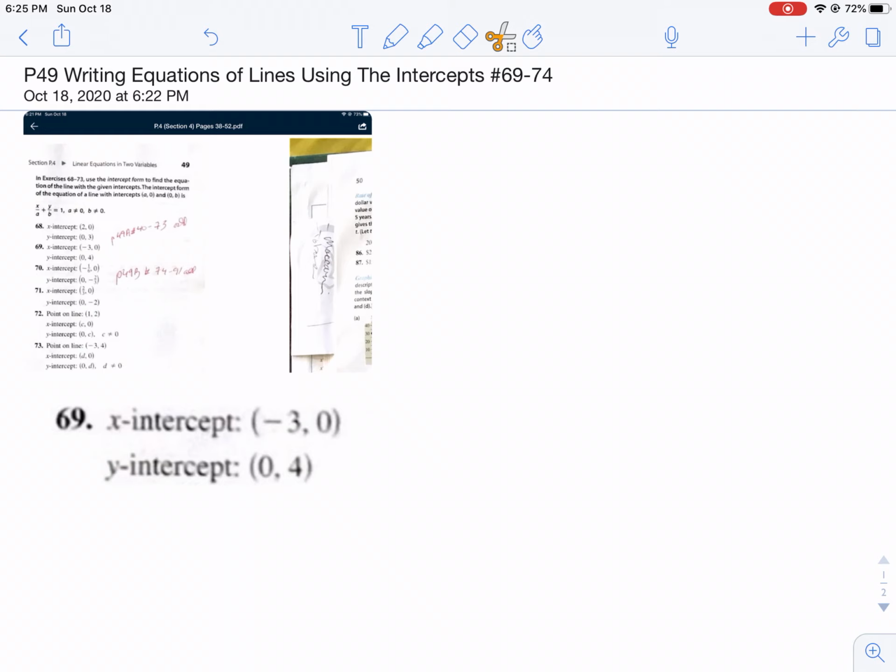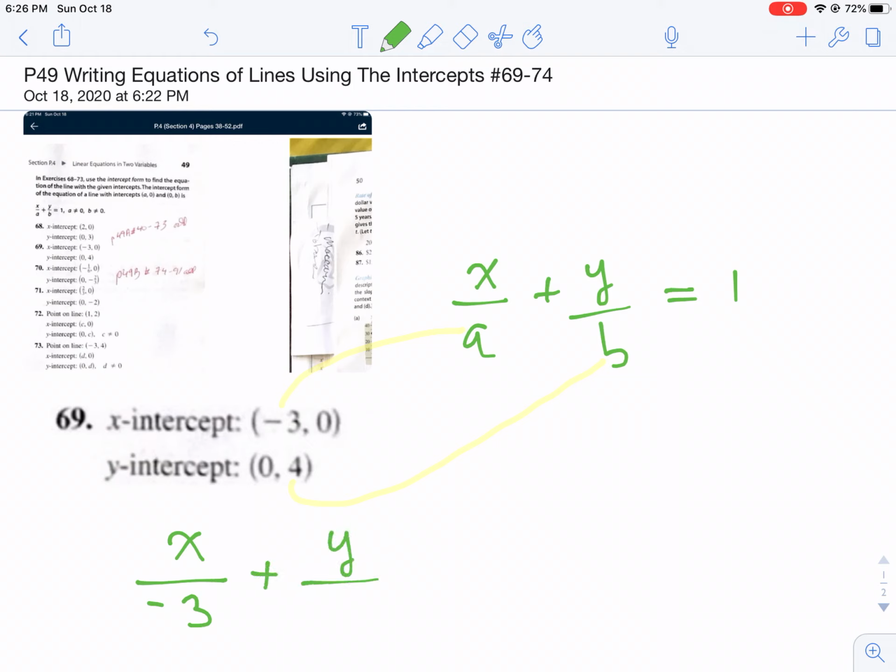They gave you the x-intercept, the y-intercept, and they also give you the equation. Okay, so the equation is x over a, that's the x-intercept, plus y over b, that's the y-intercept, and that is equal to 1. So what you do is you replace your x-intercept by that number right there, and you replace your b by the number 4, okay? So you are going to have x over negative 3 plus y over 4, and that has to be equal to 1.